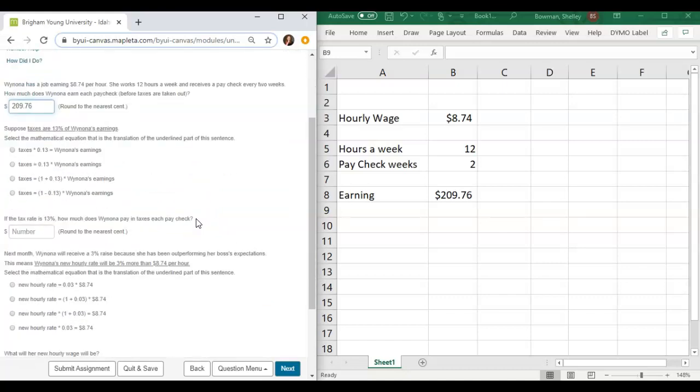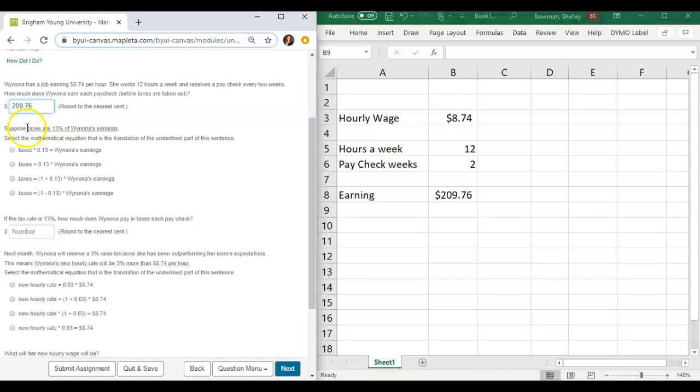Okay, the second part here says, suppose taxes are 13% of Wynonna's earnings. Select the mathematical equation that is the translation of the underlined part of the sentence. So the first thing is, taxes are. Are is another variation or tense of the word is, just changing it from singular to plural. So here we have taxes are, because taxes are plural, we can't say taxes is. But that is the same translation from English to our math sentence, which is equals.